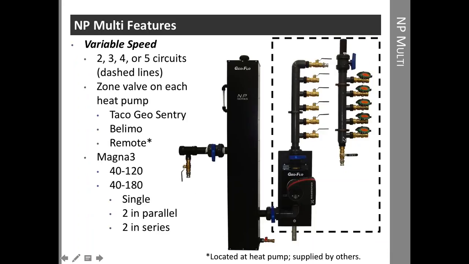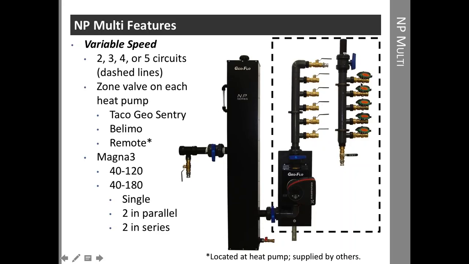All right, so with the variable speed, we have a choice of 2, 3, 4, or 5 circuits. So these valves, the zone valves and the shutoff valves, are configured based upon that request in the model number, 2, 3, 4, or 5. This one is a 5-circuit configuration here.